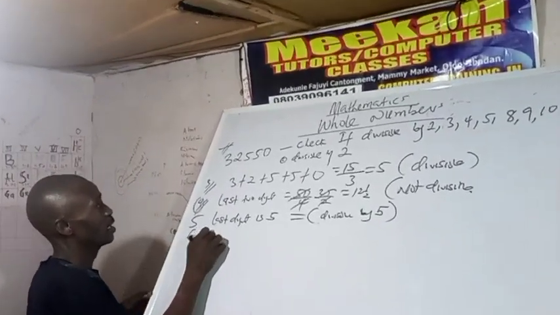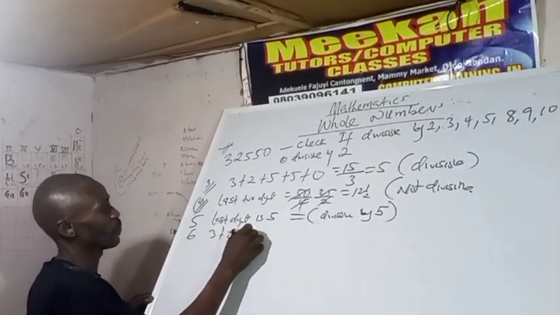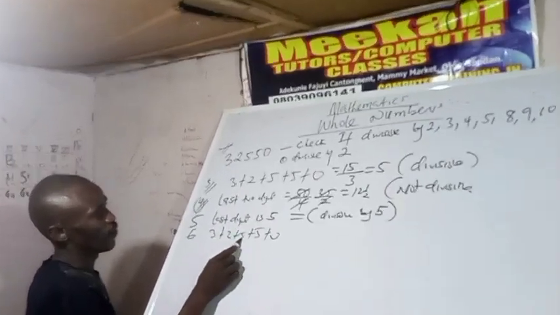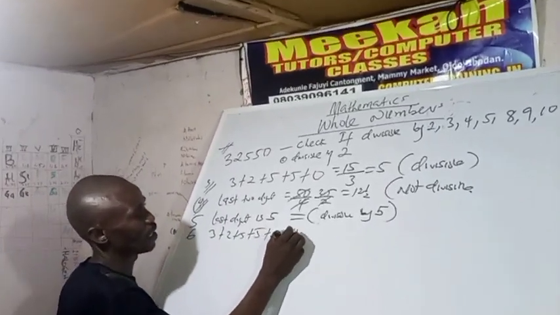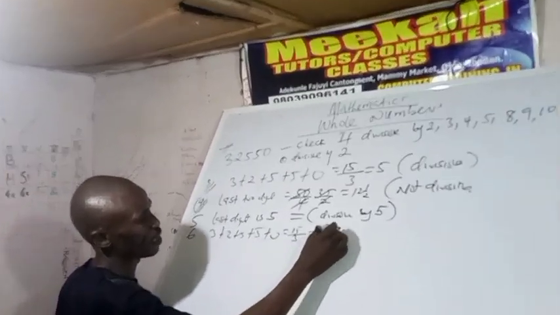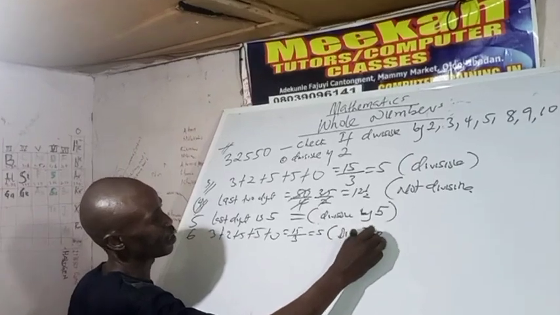Now let's see. 3 plus 2 plus 5 plus 5 plus 0. 3 plus 2 is 5, 5 plus 10, what do you have? 15. Divisible by what? 3. What do you say? You can say divisible.